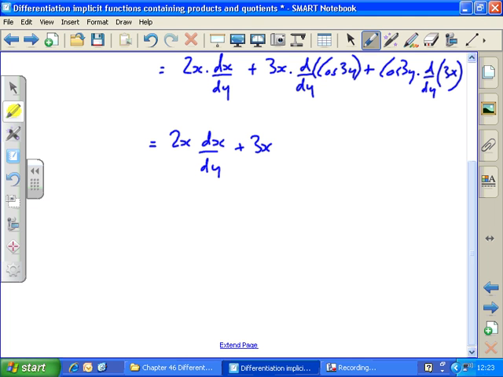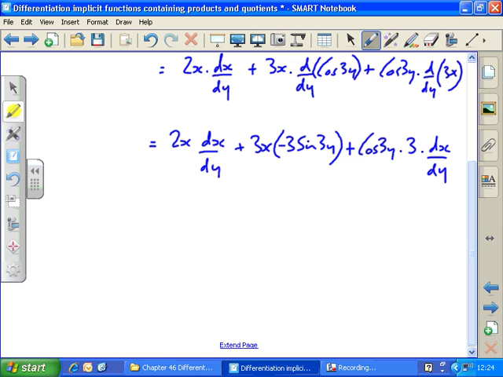Differentiate that with respect to y, we can do. The differential of cos is minus sine, so it's minus 3 sine 3y plus cos 3y times the differential of 3x with respect to y. So we have to differentiate with respect to x, which just gives us 3, and then times that by dx by dy.